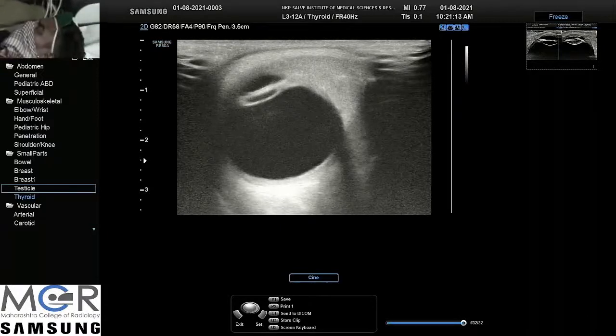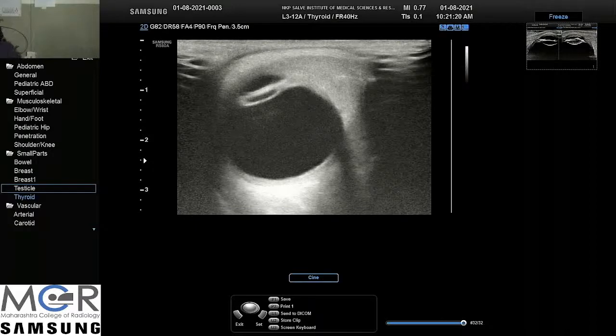So there is thickening of the cornea, with partial opacification of the cornea. The anterior chamber is clear, the iris and ciliary body are normal, the lens is deformed and shows definite internal echoes, and the posterior chamber is normal.